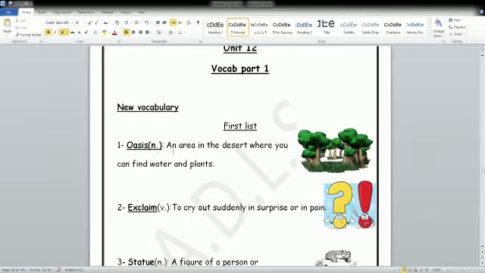So again, let's read oasis. It's a noun. It means an area or a place in the desert where you can find water and plants. Water, it's natural water, of course, or underground water. So we can find water and plants in an oasis. An oasis, it's singular. The plural is oases, ending in es, not is.